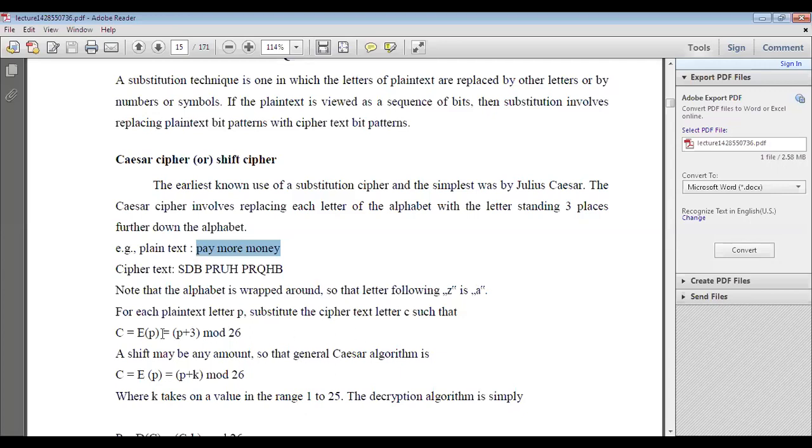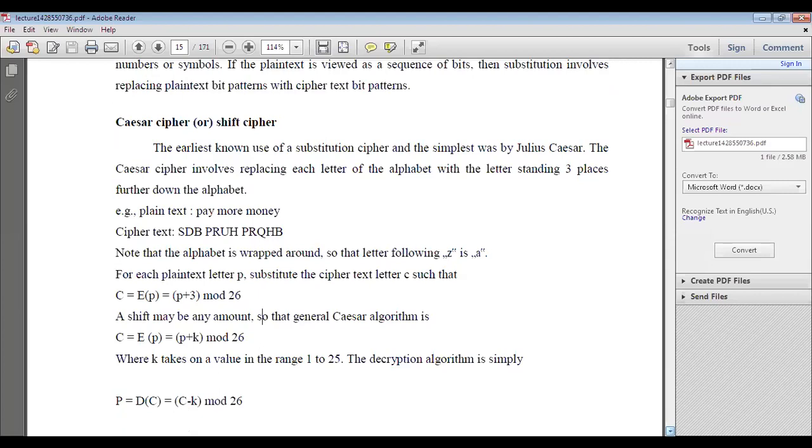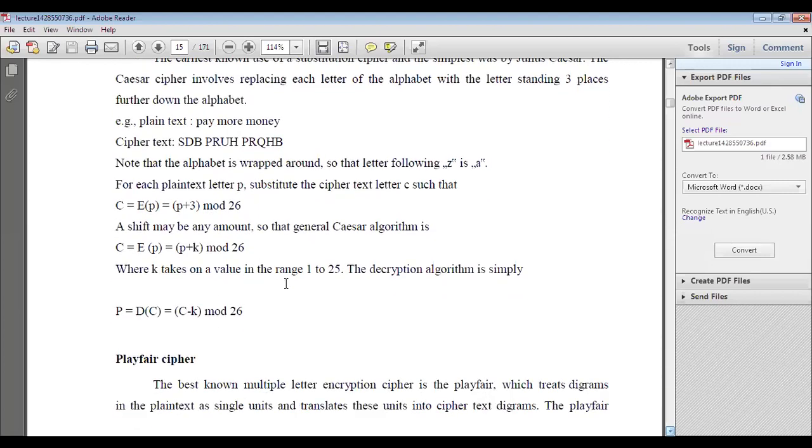So you can say that instead of three places you could use four places, or five. Depending on your choice, you replace with those characters. This type of technique is called the Caesar cipher technique. That is a substitution technique. See here, this is regarding the Caesar cipher technique.